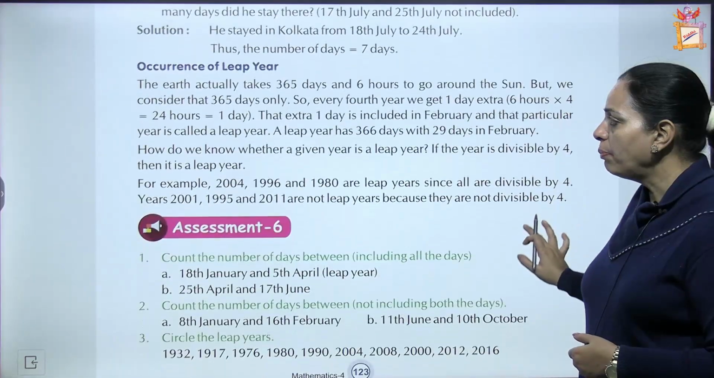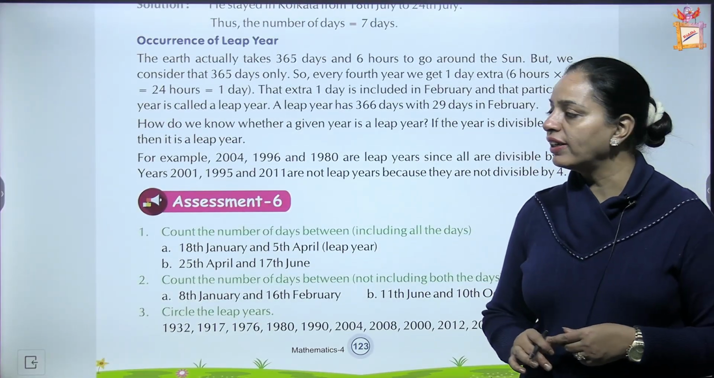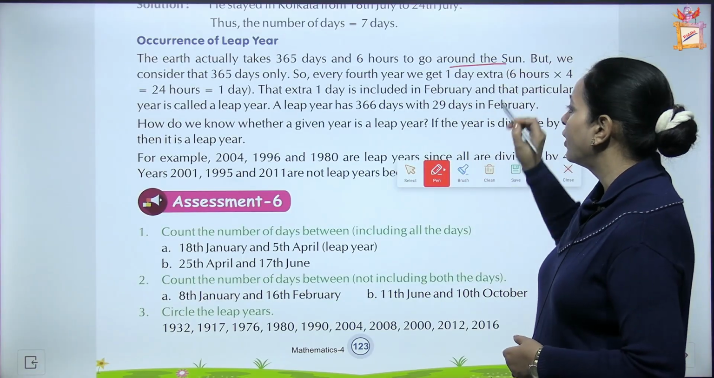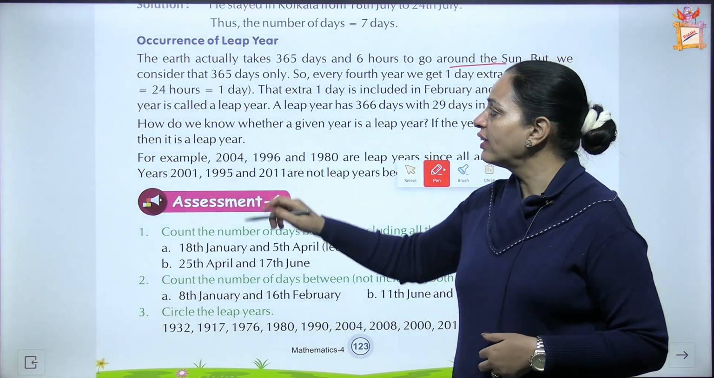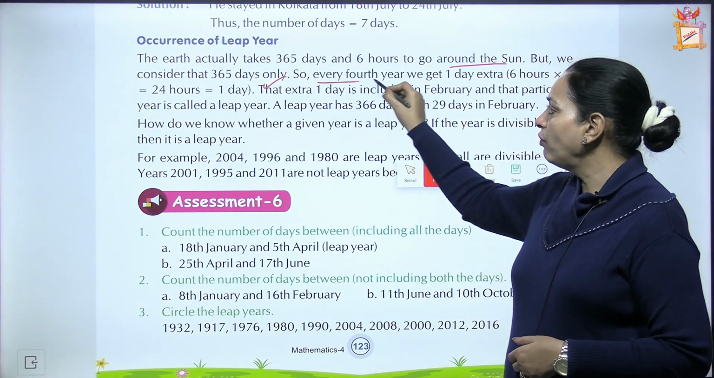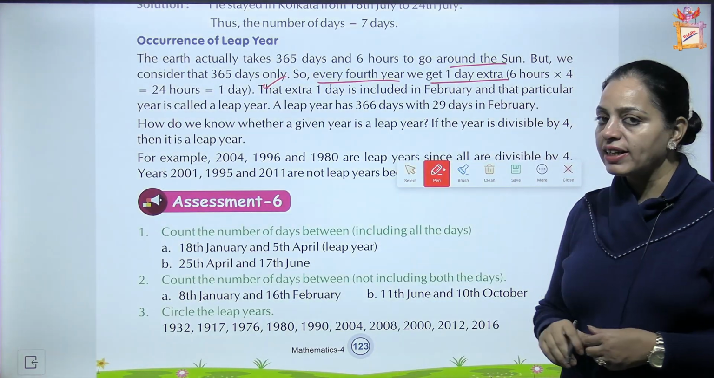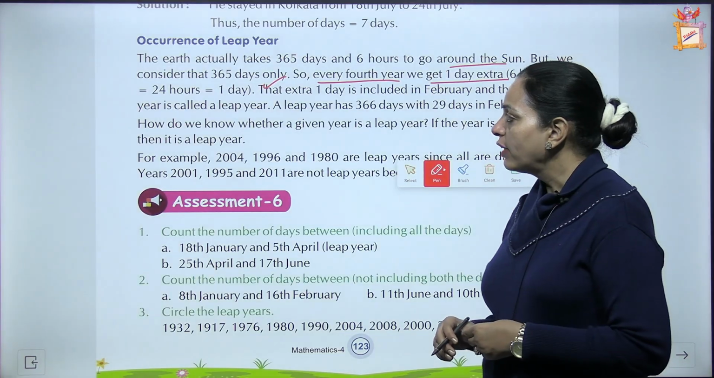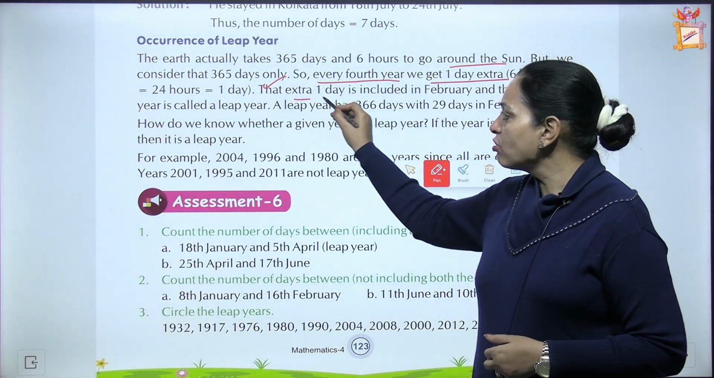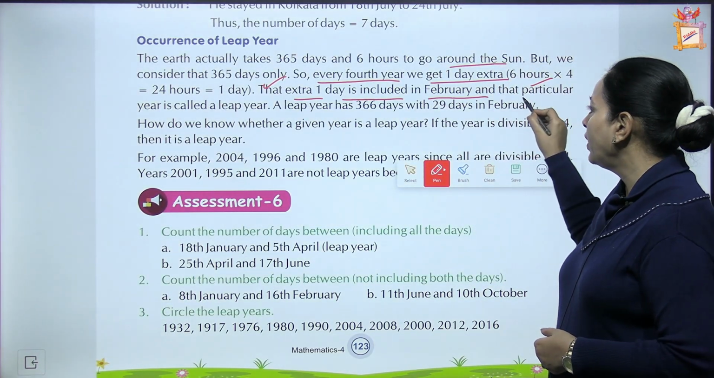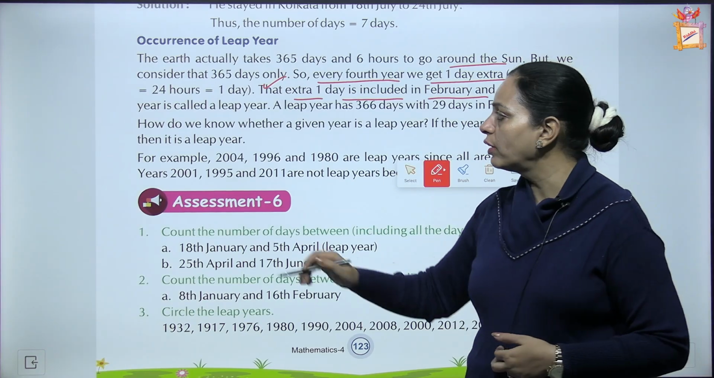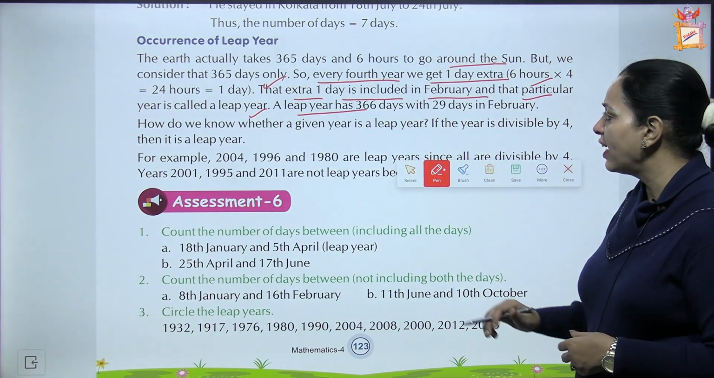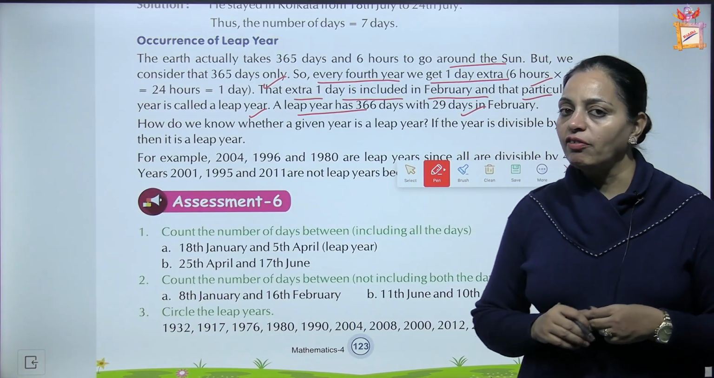Now occurrence of leap year. The earth actually takes 365 days and 6 hours to go around the sun, but we consider 365 days only. So every 4th year we get 1 day extra. 6 hours into 4, 24 hours. That means 1 day. So that extra 1 day is included in February, and that particular year is called the leap year. A leap year has 366 days with 29 days in February.